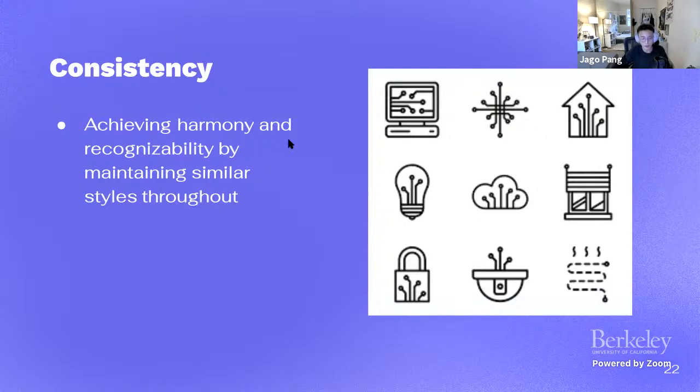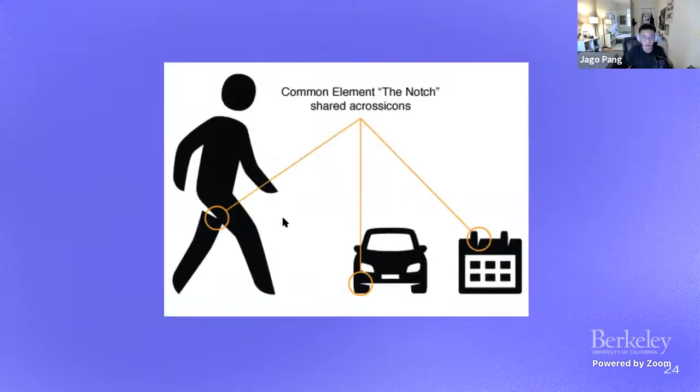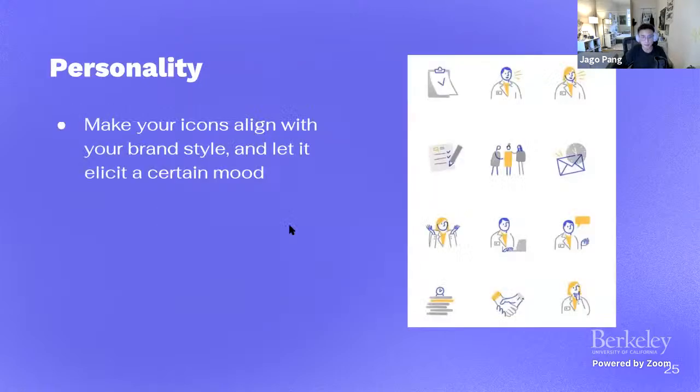Consistency. Across the different icons you use, make sure they fit with your brand and maintain a similar style. On the right, you can see they use a node type of illustration and single line. This is, I think, the Feather icon set. All of them use very simple lines and are all kind of rounded. Compared to this icon set, which uses sharp notches in its design.